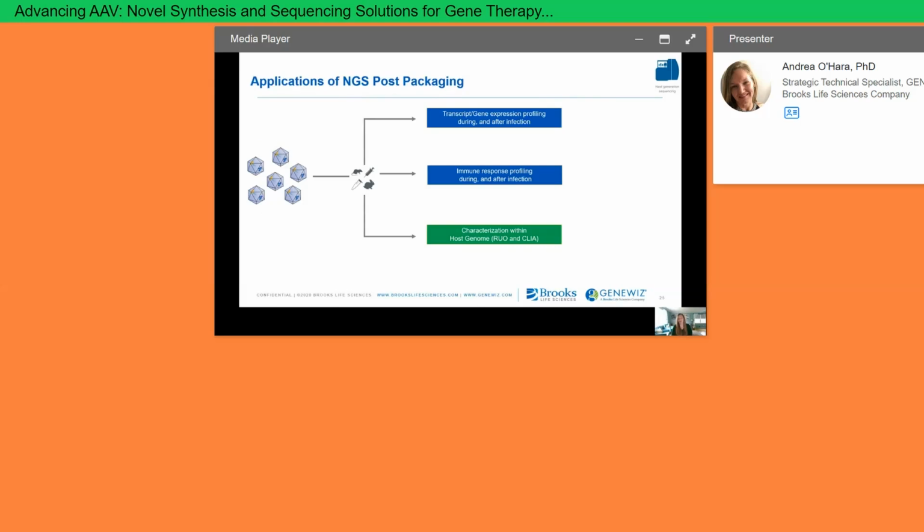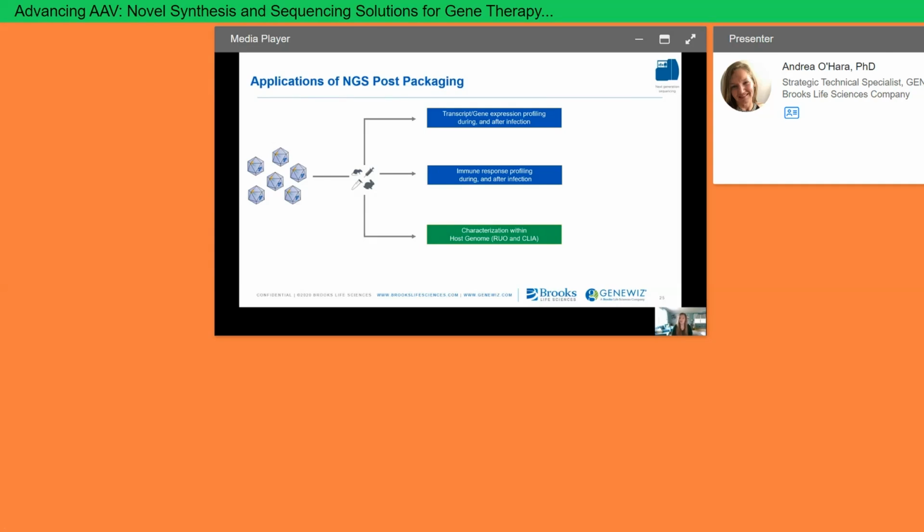Now, once we've completed our entire AAV packaging process, the next steps are going to be our post-infection solutions. So again, thinking back to the entire end-to-end AAV workflow, once we've completed our initial discovery phases, we have our preclinical and clinical phases, if you will. We can use next-generation sequencing for a number of the post-packaging solutions during these preclinical and clinical phases.